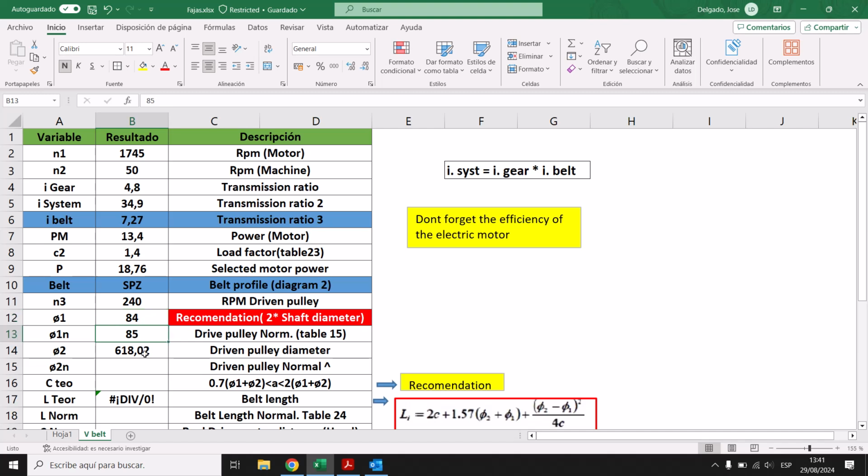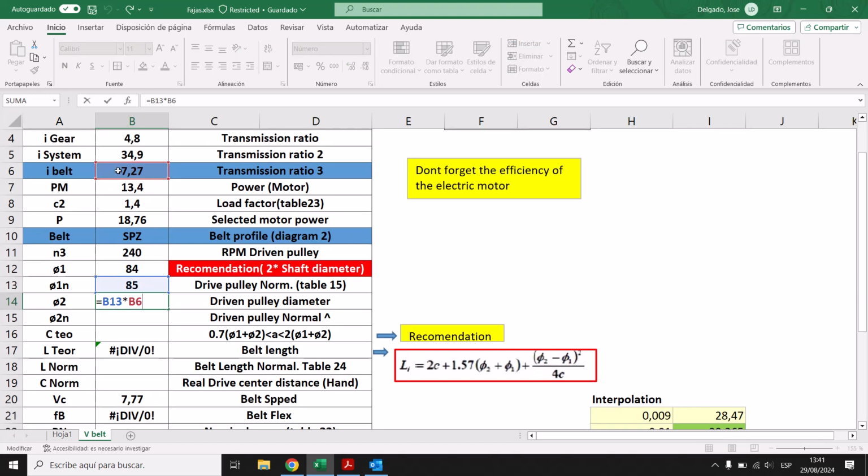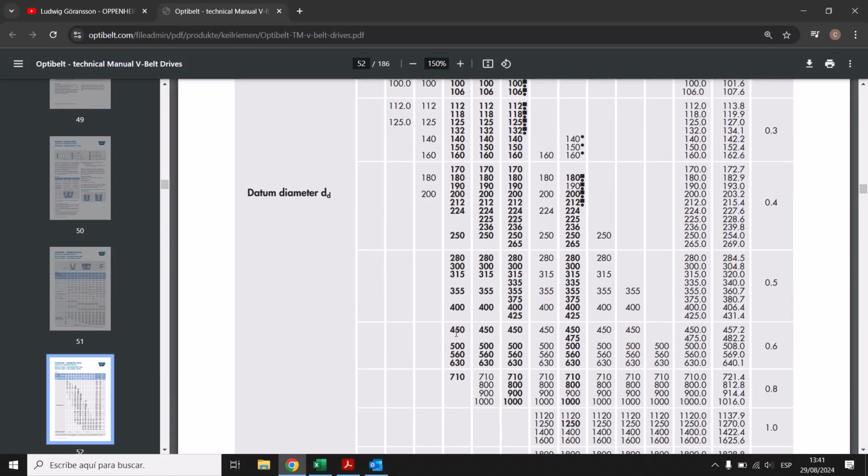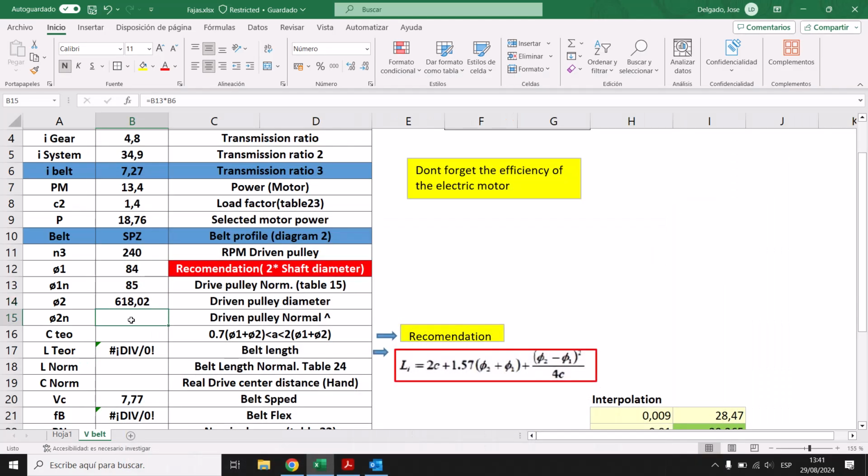Just over this. So as you can see, if you continue using the radio of the ball, you have the driving pulley, but we have 618. So now we should select what is the next. As you can see, we don't have it. We have 630. So just put it on this.